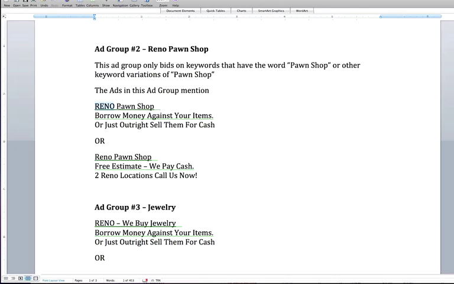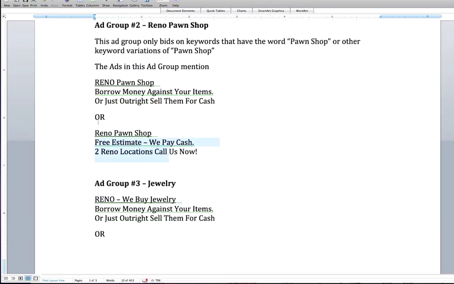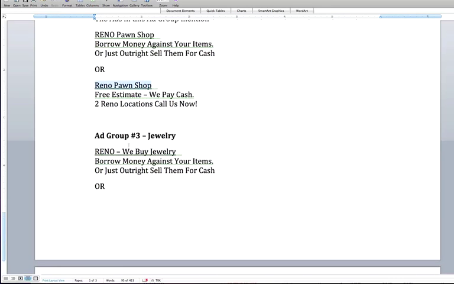So Reno pawn shop has the word pawn shop in the headline here. And again, the body of the ad can be the same. We're really just, for each ad group, for the most part, and you're going to test different things too, but for the most part, we're going to be changing the headline to match what this ad group is, right? What the keywords in that ad group are. So someone typing in Reno pawn shop, we want the headline of our ad to pop up as Reno pawn shop. Let's go on to the next ad group.